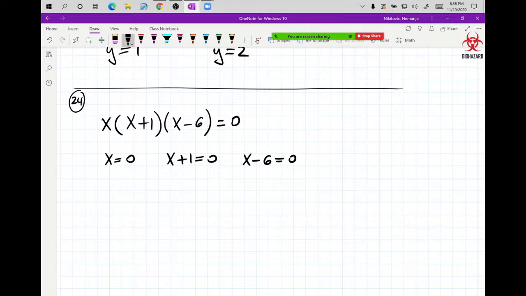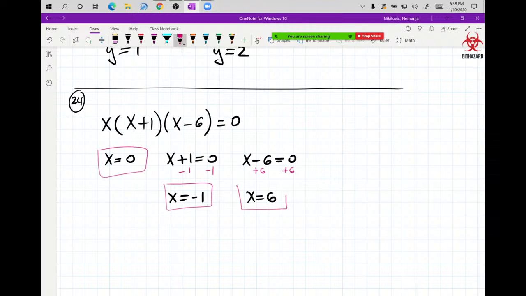The first one is already solved. There's nothing to do there. The second one, you subtract 1. You get x equals minus 1. So that's another solution. And over here you add 6 to get your x equals 6 solution. And you have 1, 2, 3 factors, 1, 2, 3 solutions. They always have to match.